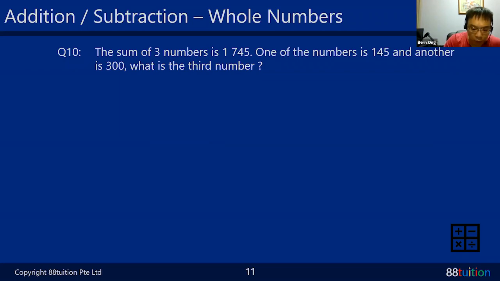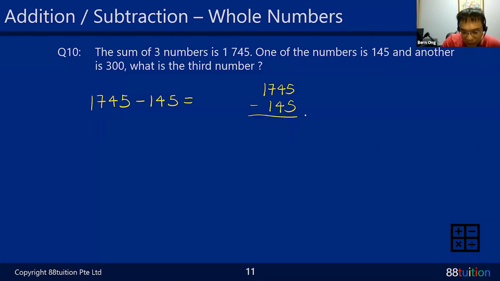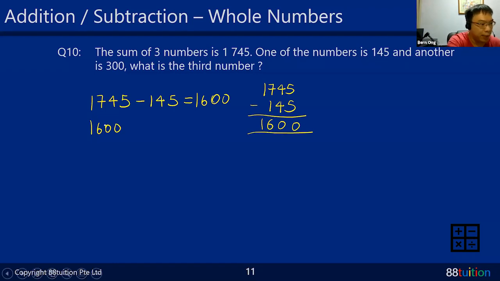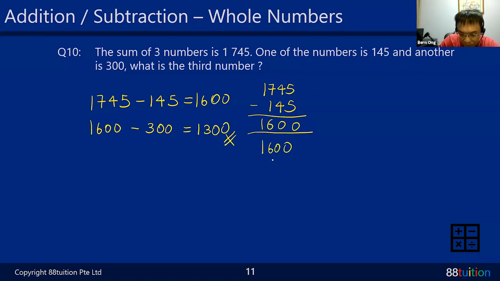Very good. So some of you will take 1745 and go and minus 145 first, minus off one of the numbers first. So 1745 minus 145 gives you 1600. Then after that, you take 1600 minus 300, and therefore your answer is 1300. Can you see? So this is the final answer. Do show your working to double confirm, triple confirm it is correct.